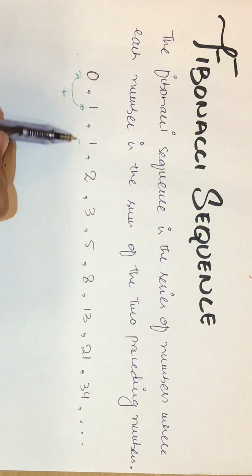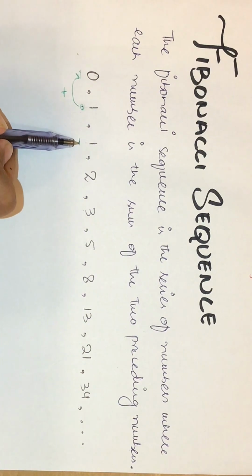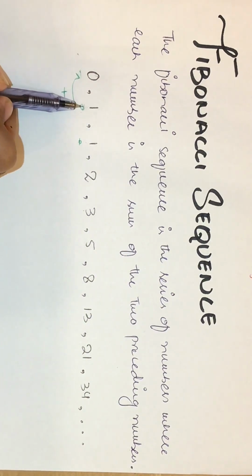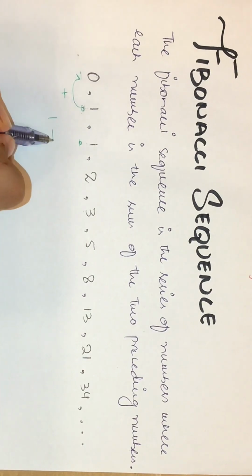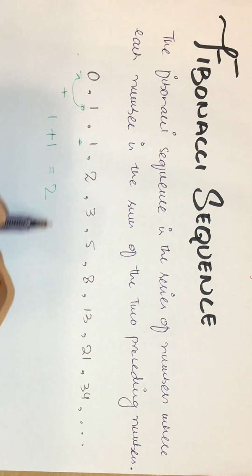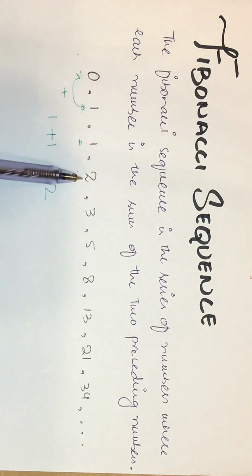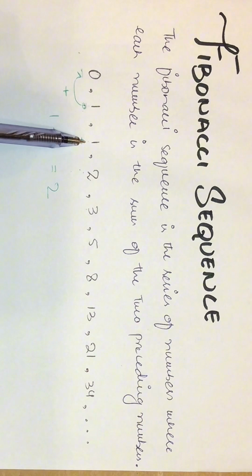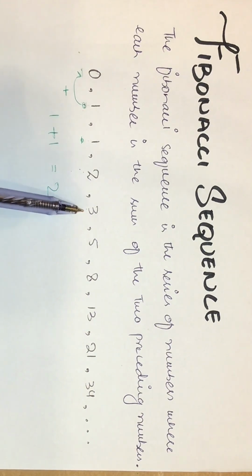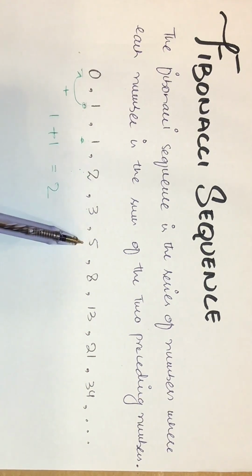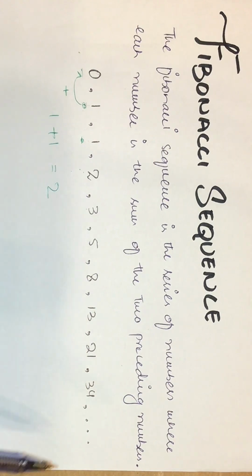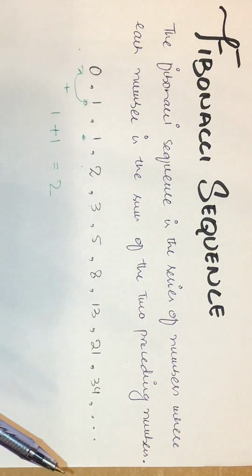For example, let me take this 1. 1 is our current number. Its previous number is 1. So if we add 1 plus 1, it will create 2. Now 2 is our current number and 1 becomes our previous number. Then we will add 2 and 1. That will create 3. In the same way, 3 plus 2 is 5, 5 plus 3 is 8, and so on. This is how the Fibonacci sequence goes.